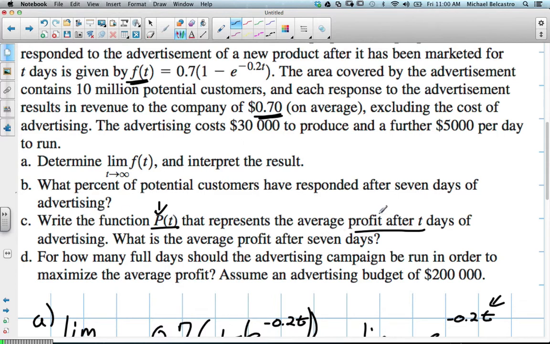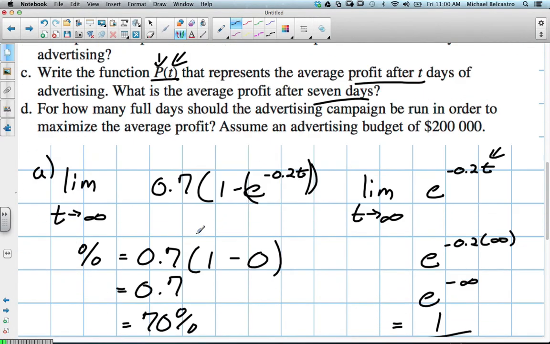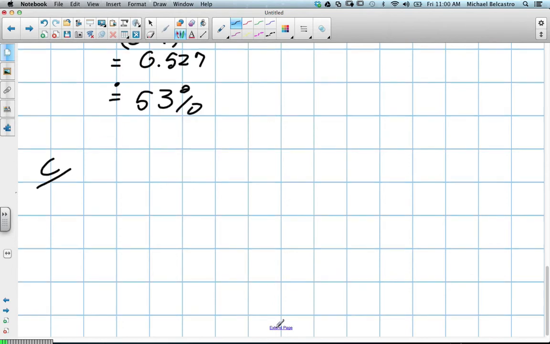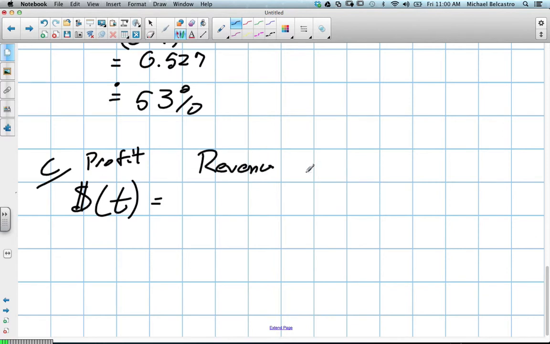So they need a profit function, with t in days of advertising, and then what is the average profit after 7 days? So we have to make our function first. I'm just going to call it M, for money, money at time t. This is our profit. The idea of profit deals with two things: profit is your revenue minus your costs. So we are going to have to develop a formula for revenue, and then a formula for costs, and subtract the two values.